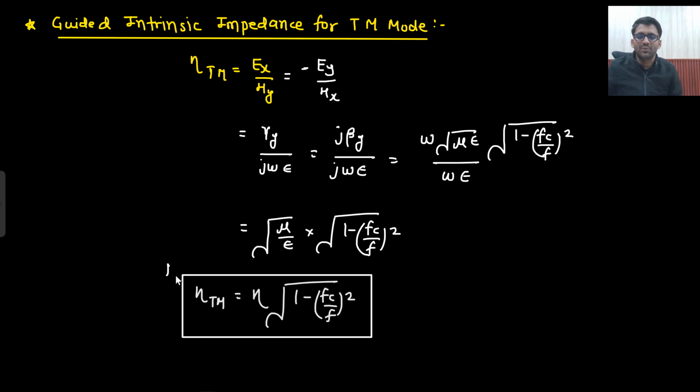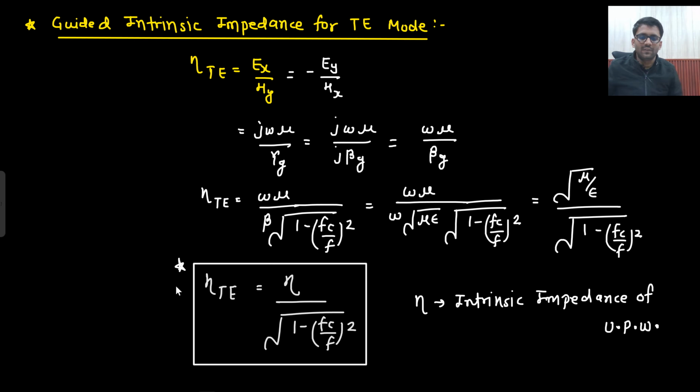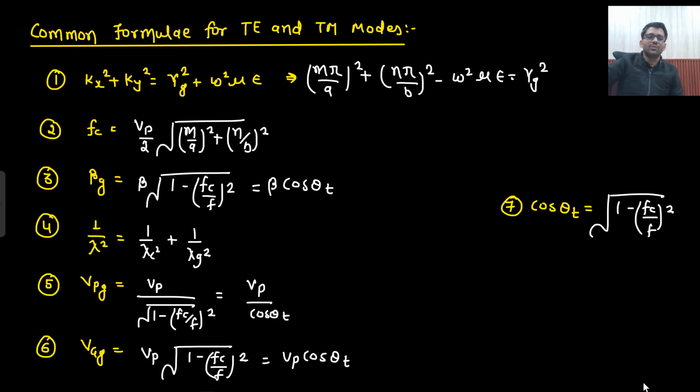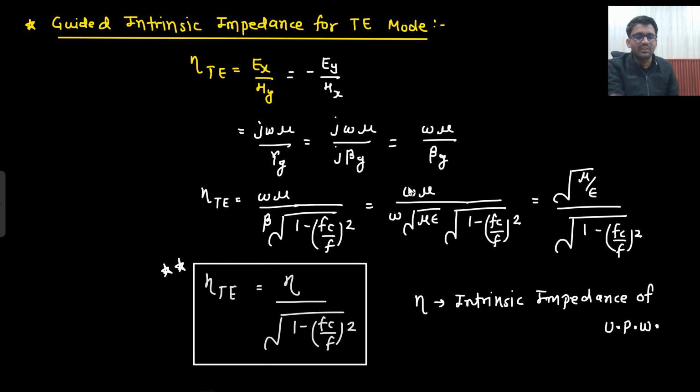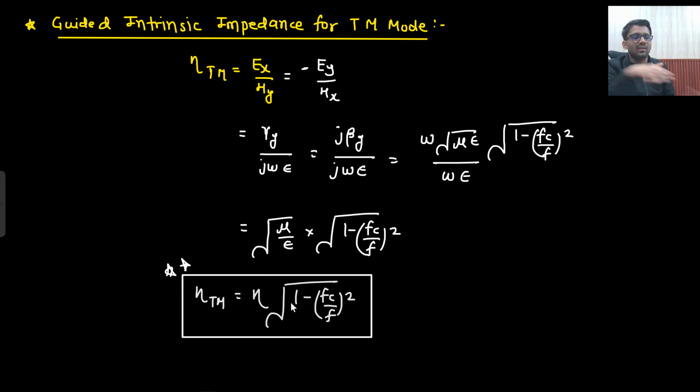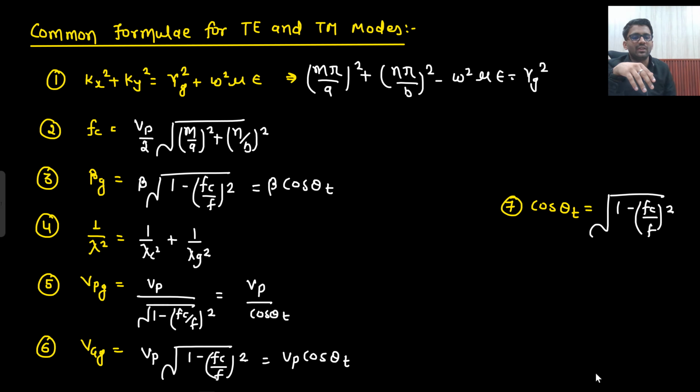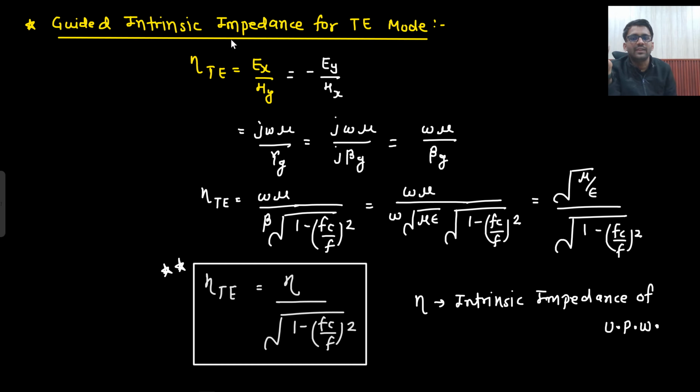These two expressions are also new, which we have got. So two new expressions we have got. The earlier expressions were common for everyone, but these are different for different cases. For TE mode this is your eta, and for TM mode this is your eta. But all the other expressions are common for both TE and TM. Are you getting this point? And this we can call the guided intrinsic impedance.